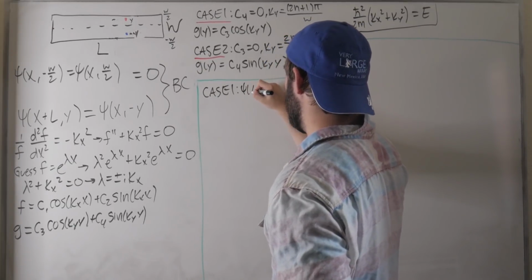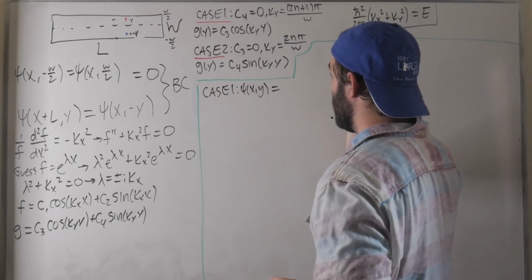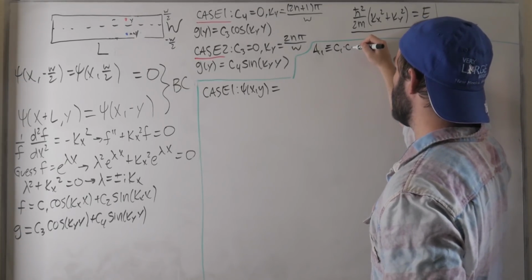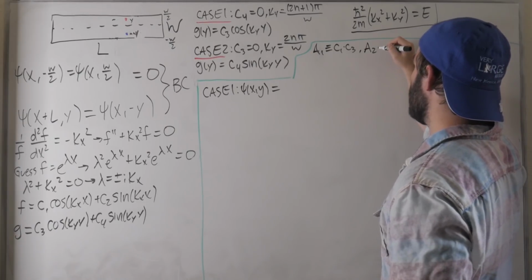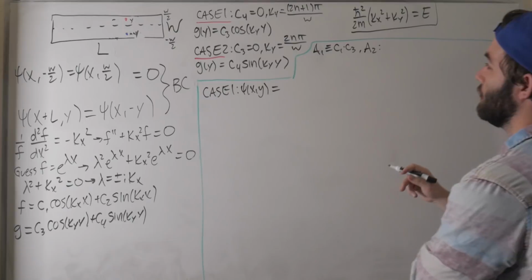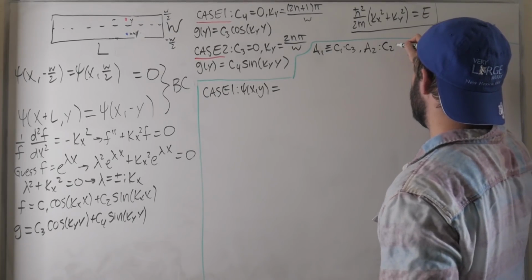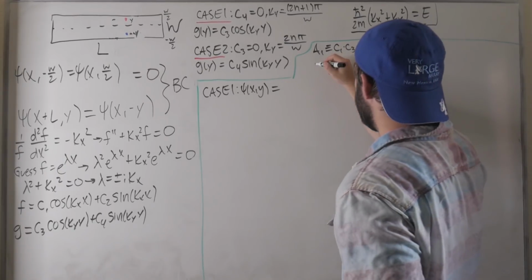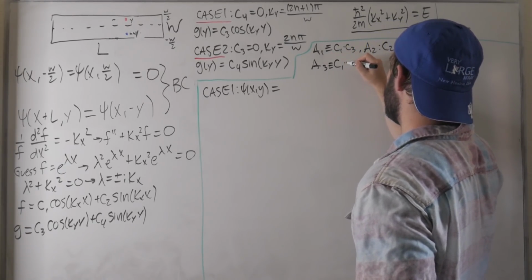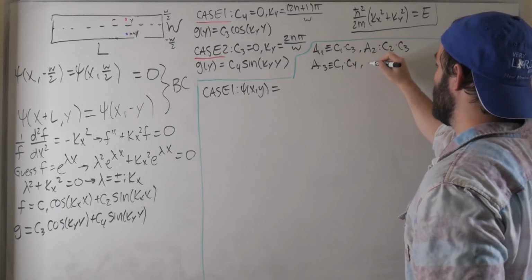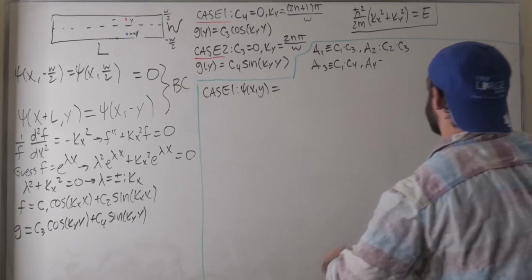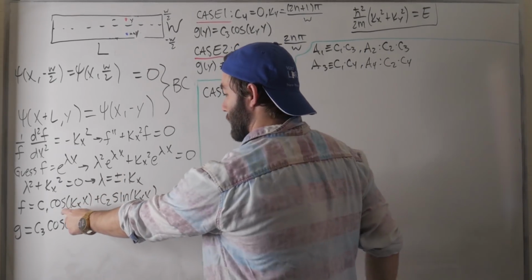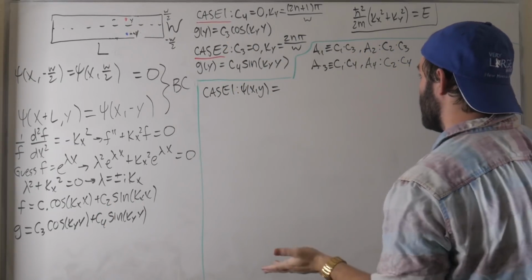So psi of xy is equal to, I'm going to define a1 to be c1 times c3, and I'm going to define a2 to be c2 times c3, and I guess I'll end up having to do the same thing for the other case. So say a3 is defined to be c1 times c4, and a4 is defined to be c2 times c4. Just because when I multiply these together, these coefficients attached are going to be distributed to these guys, and I don't want to just write those. Let's just define new variables.